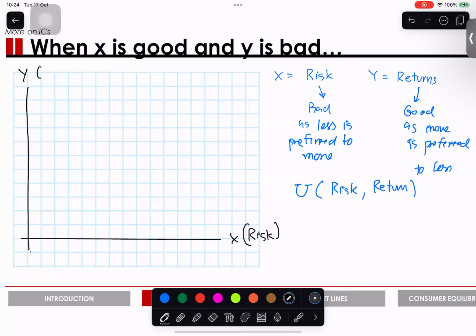Okay, X is risk. Good Y, I call good, but it's not a good in the traditional definition yet. It's return. And we know that for risk, less is preferred to more. For return, more is preferred to less.